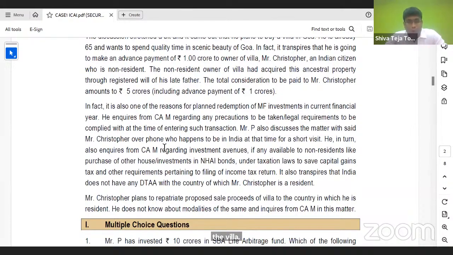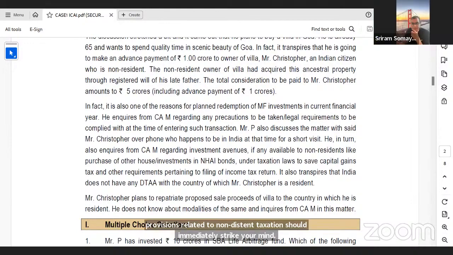Yeah. So you have to understand one point here that Christopher is a non-resident who is basically outside India. So the moment you see that word non-resident, your provisions related to non-resident taxation should immediately strike to your mind. That's very important. So I'll take it from here. Yeah, so please go ahead.